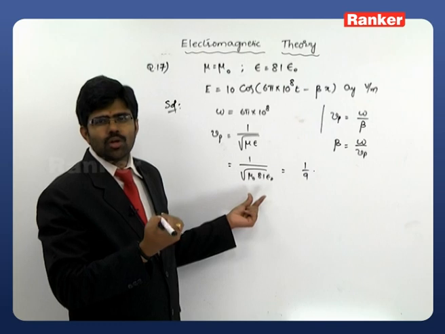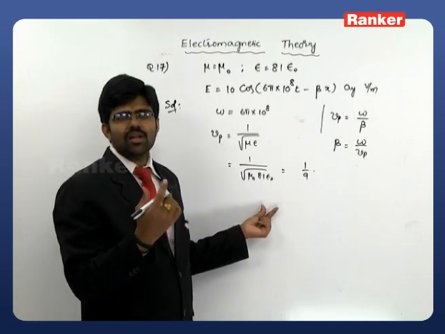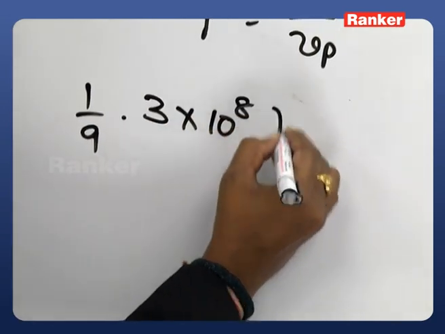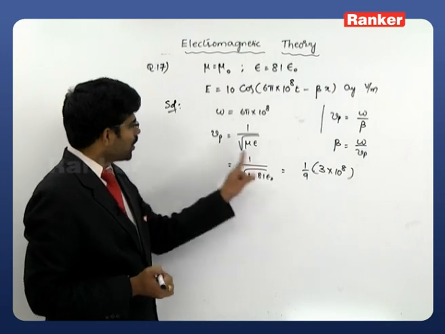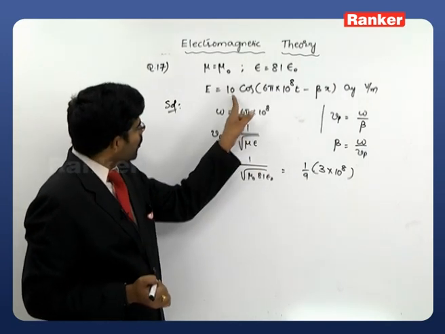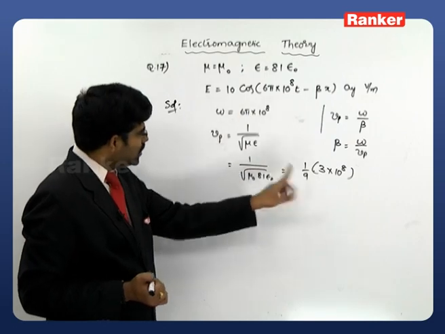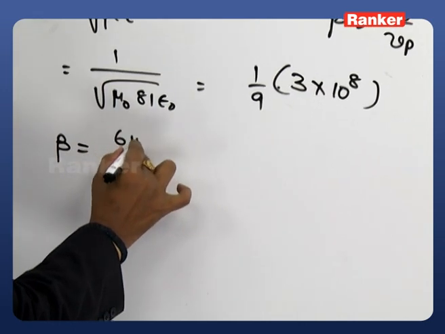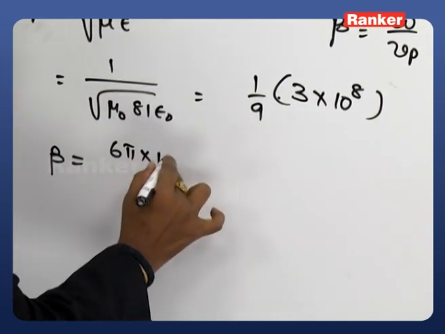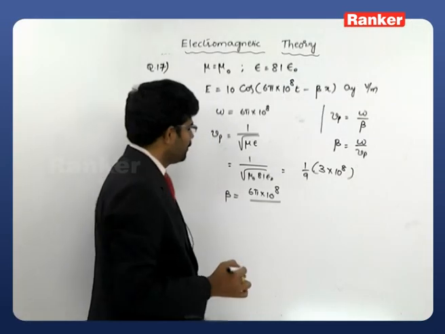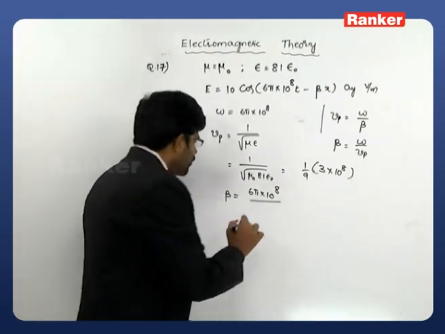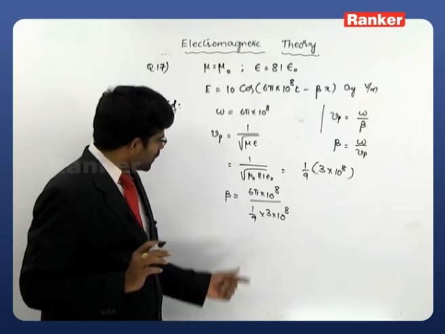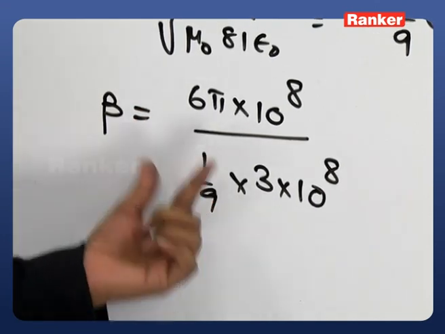What is 1 by under root mu naught epsilon naught? That is the constant, the velocity of light, which is 3 into 10 power 8 meter per second. So we got the phase velocity, and from the problem omega is known to us. Just a direct substitution will give us the answer. Beta is equal to omega, where omega is 6 pi into 10 power 8, divided by our phase velocity, which is 1 by 9 into 3 into 10 power 8. Direct substitution of our omega and phase velocity will give us the answer.